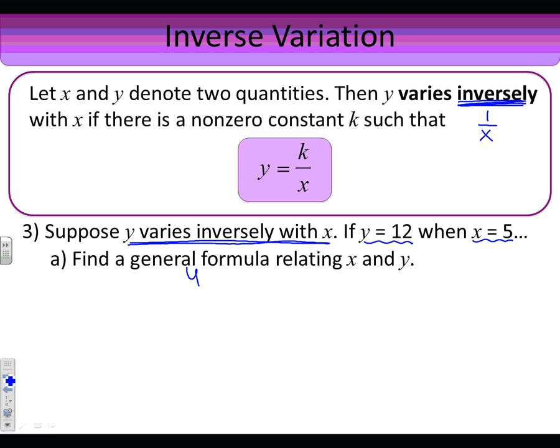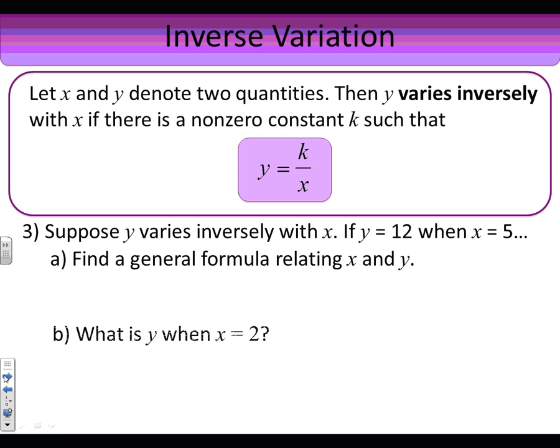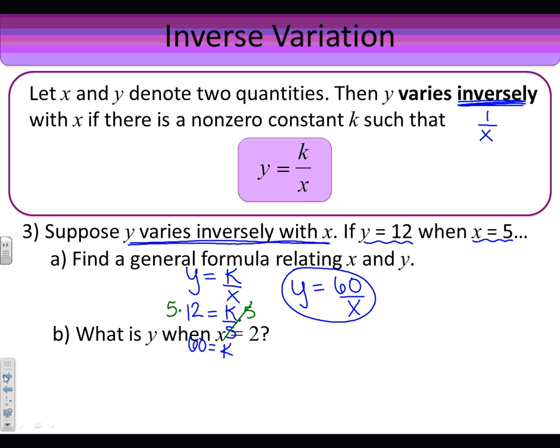Okay, so we're finding a general formula. So y equals k over x. So we have 12 equals k over 5. Multiply by 5 on both sides and get k equals 60. So finding that general formula so that we can use it to find any x or any y in this situation, we get y equals 60 over x. So in this particular situation, to find y, I always need to take 60 divided by whatever my x value is. So what is y going to be when x is equal to 2?